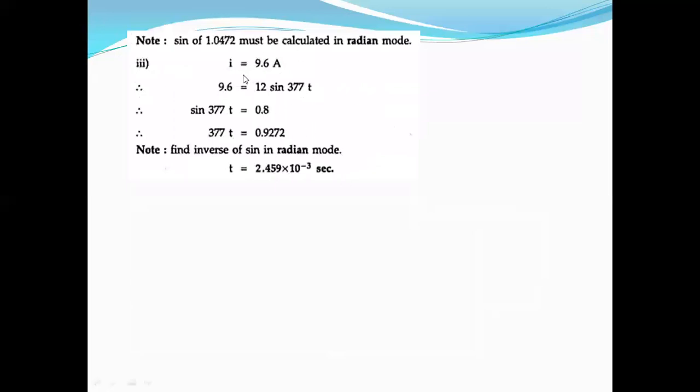This is the next part, where i is equal to 9.6 ampere is given. Sine of 1.047 must be calculated in radian mode. After that you will get i as 9.6 ampere. So 9.6 is equal to 12 sin 377 t, where sin 377 t is equal to 0.8. So what is 377 t? It is sine inverse of 0.8. After taking the inverse, you will get t is equal to 2.459 into 10 to the power minus 3 second, or 2.459 millisecond will be your answer.